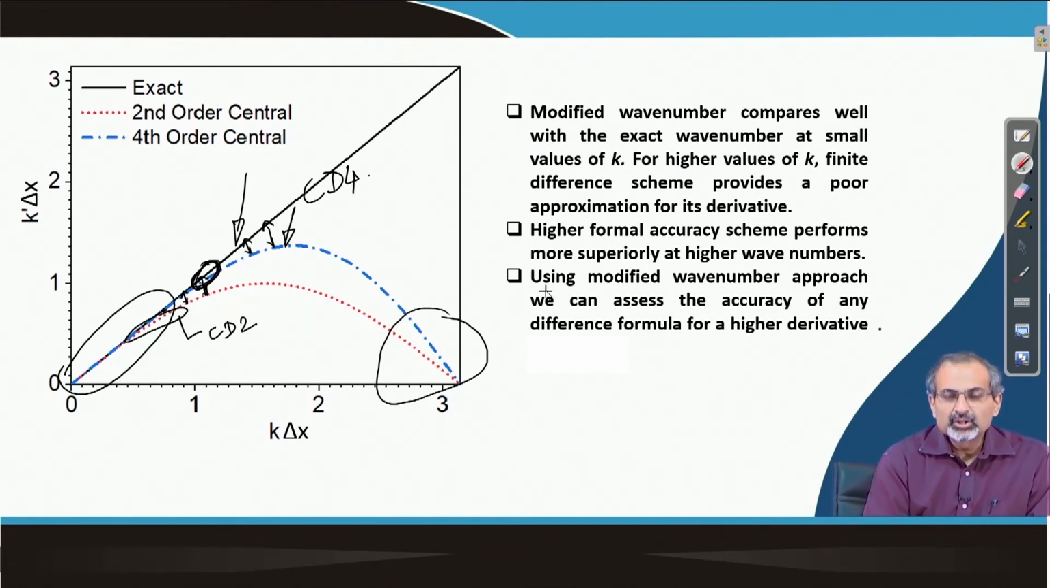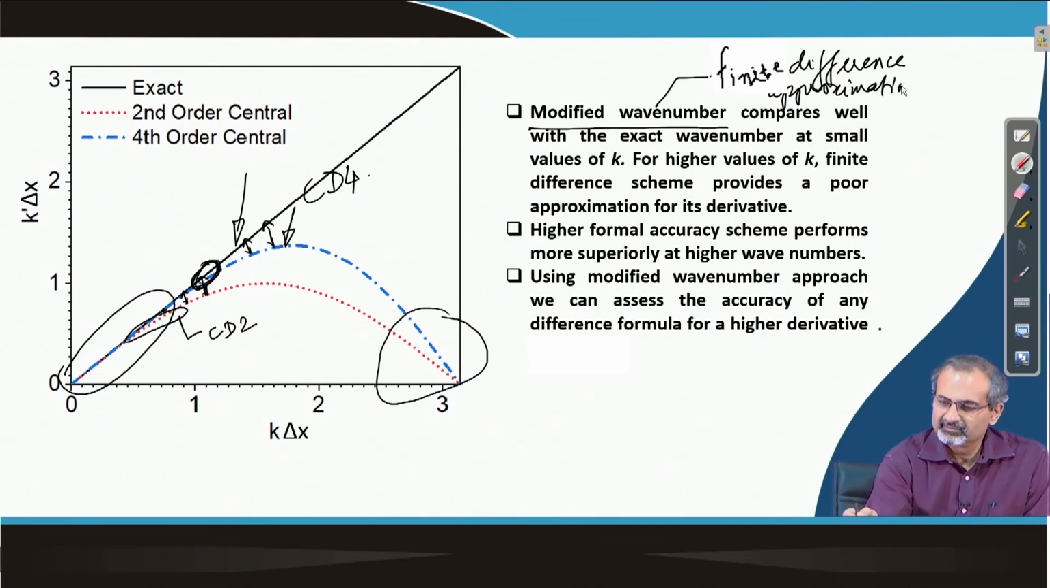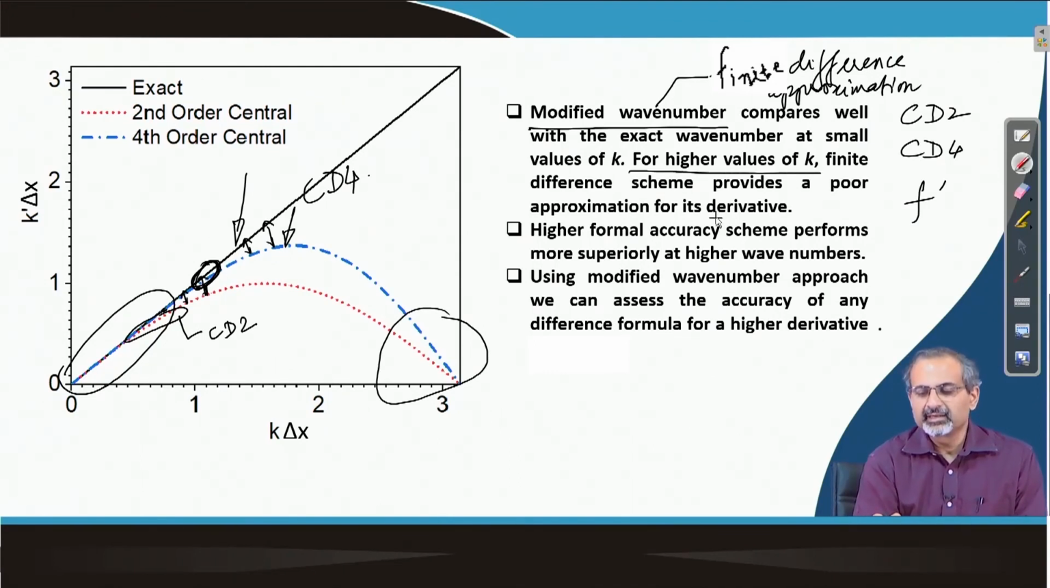Now, what is the outcome of this analysis, or what are the conclusions that we can draw from an analysis of this kind? So, we can say that the modified wave number, which comes from a finite difference approximation, of which we tested 2 for first derivative, compares well with the exact wave number at small values of k. However, for higher values of k, the finite difference schemes are having poor approximation.